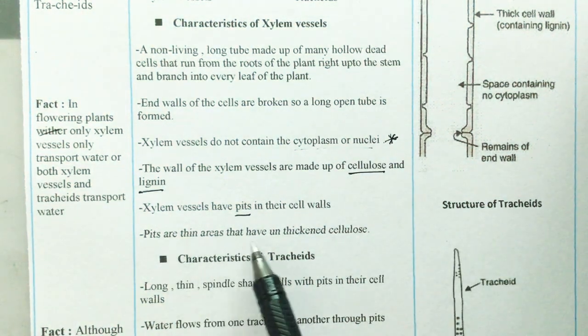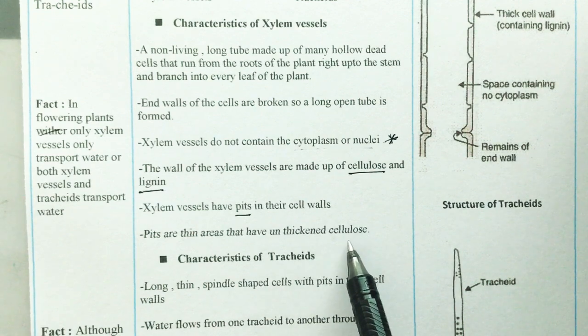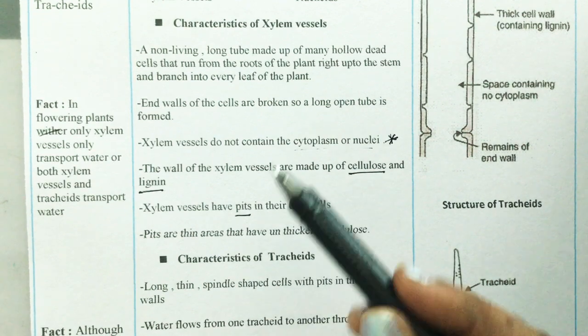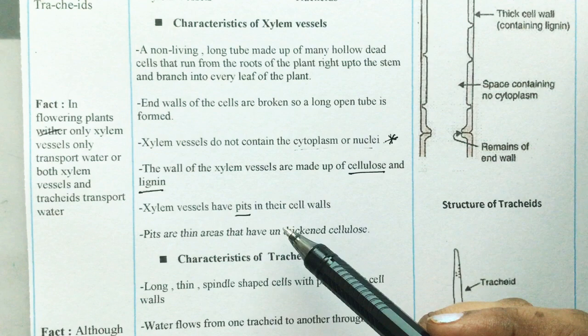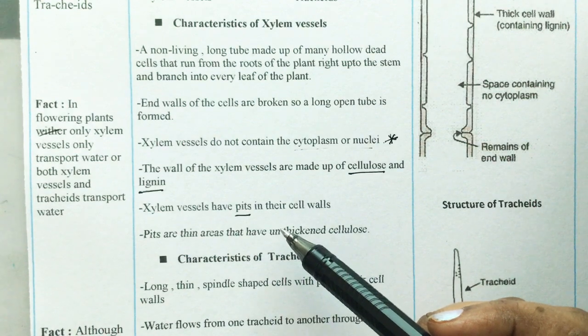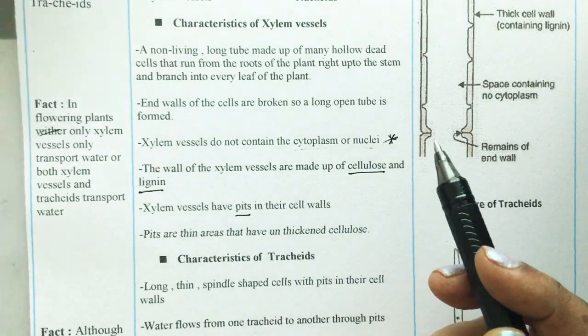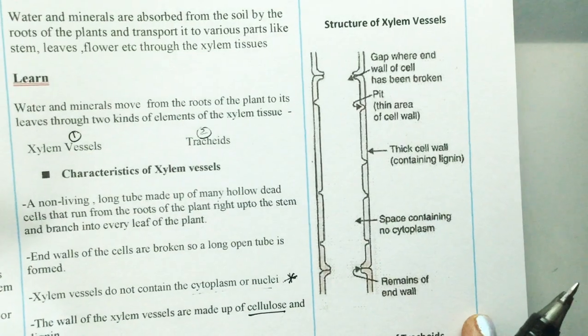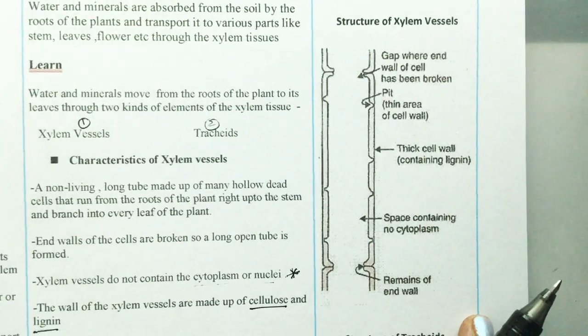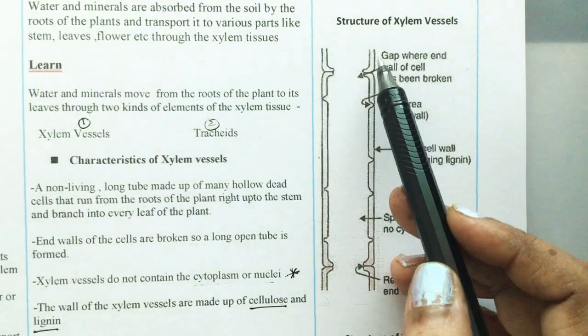The words cytoplasm and nuclei have to be kept in mind. Pits are thin areas that have unthickened cellulose. So, these are the characteristics of the xylem vessels, and as I explained, you will need to also learn the structure of these xylem vessels with the help of a diagram.